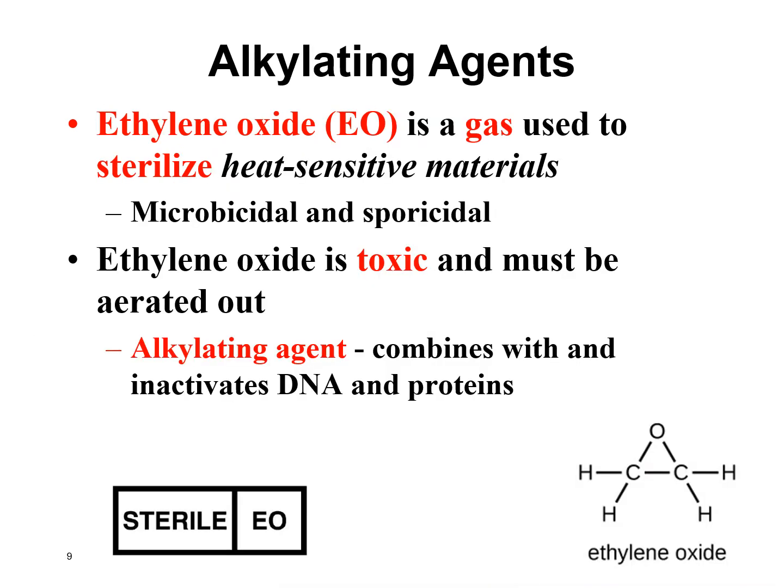Besides glutaraldehyde and OPA, ethylene oxide is another alkylating agent, and it's actually a gas that's used to sterilize heat-sensitive materials. So if you have plastics that can't go in the autoclave, you can use ethylene oxide to sterilize them instead. Ethylene oxide is not used by hospitals and clinics very often, so it's probably going to be used more in manufacturing, because ethylene oxide is toxic.